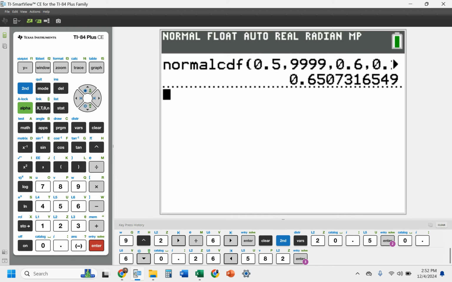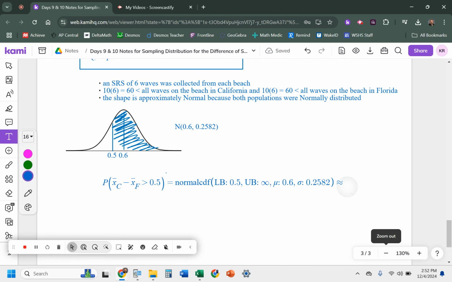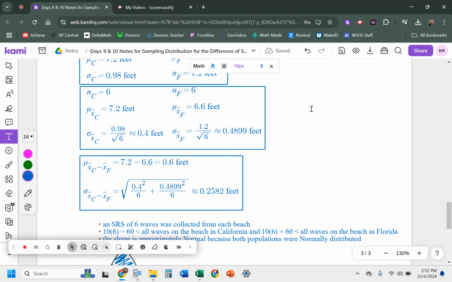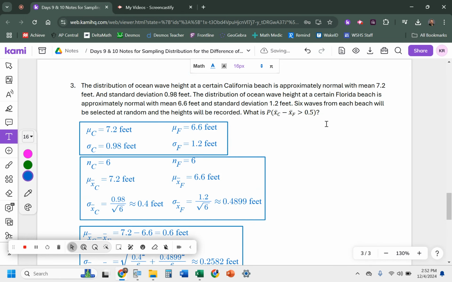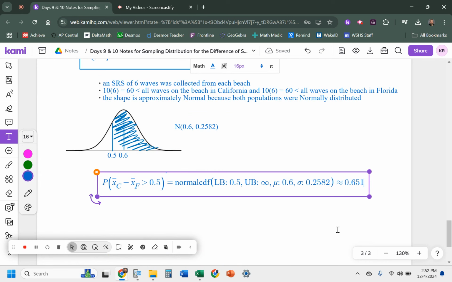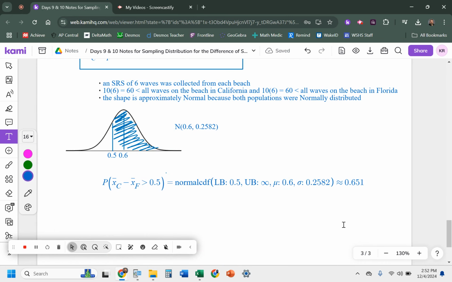It's about 0.651. So our probability here is 0.651. And that answers that question. What is the probability that the difference in average wave heights is greater than half a foot, or 0.5 feet? Okay. So that turns out to be 0.651.